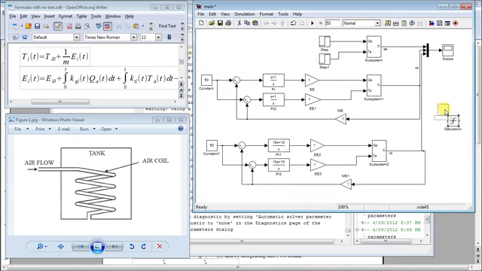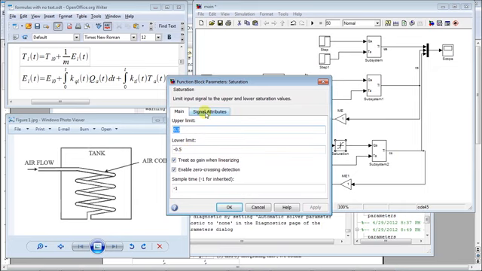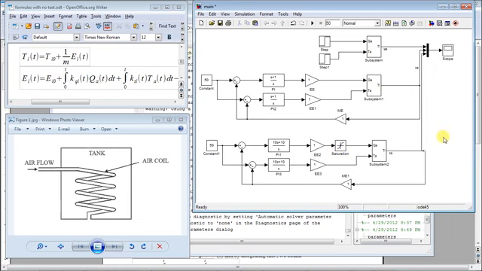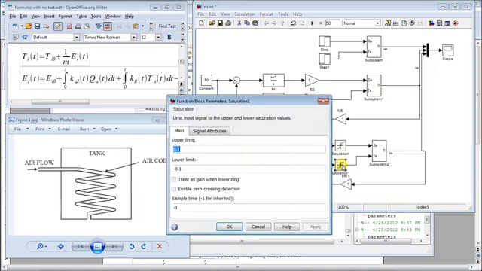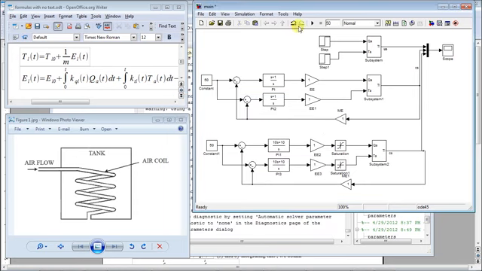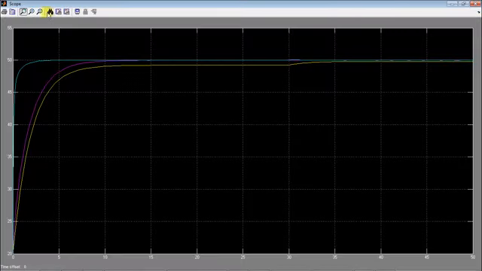because you can't have an airflow higher than 0.1 and you can't have an air temperature greater than 200. And still, even with these saturations, the second controlled system controls the temperature with a much greater performance, as we can see over here.